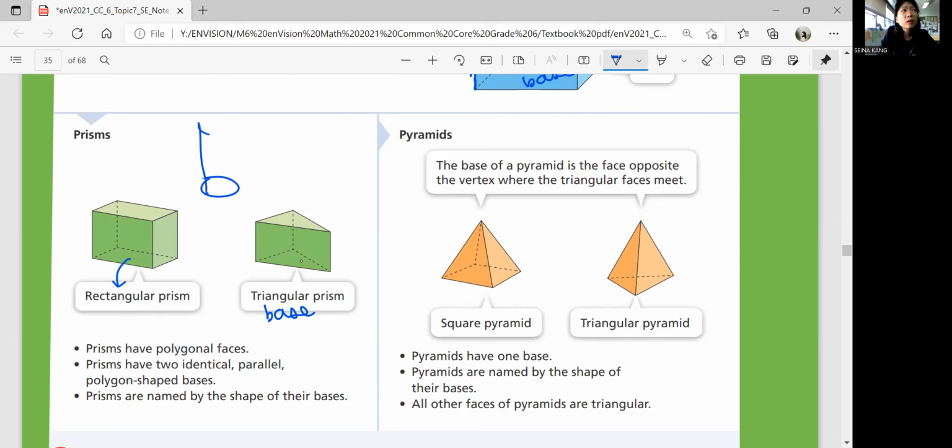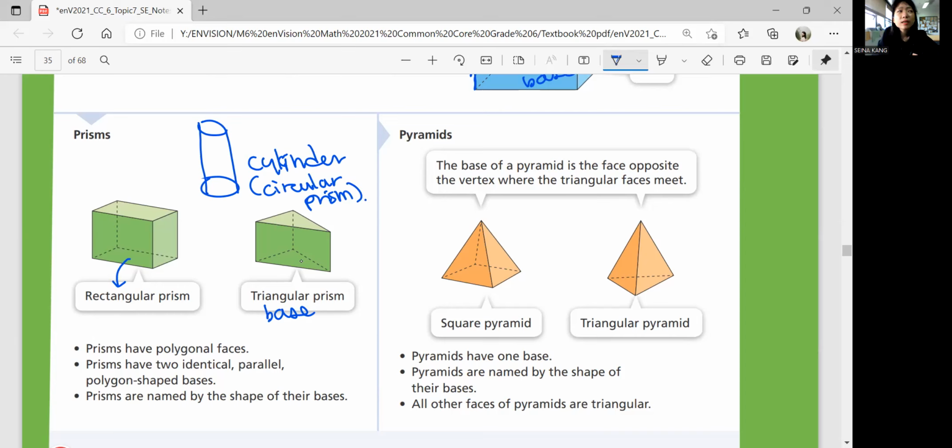What about this one? What's this called? You might say circular prism, but it has its own name. It's called a cylinder, which is really a circular prism, but nobody uses that word. It doesn't have any polygon faces. It does have one curved face, but it doesn't have edges.